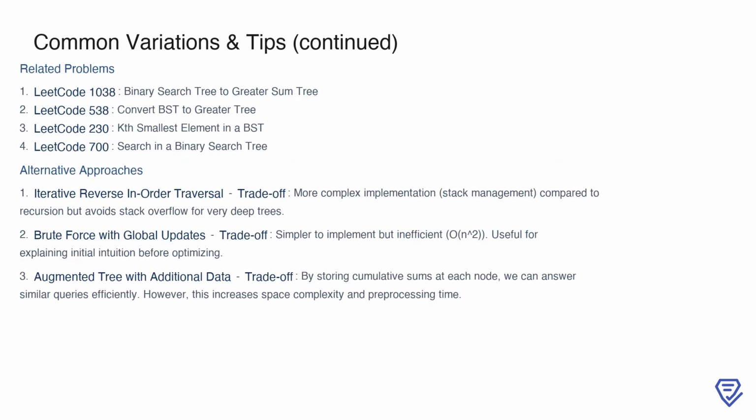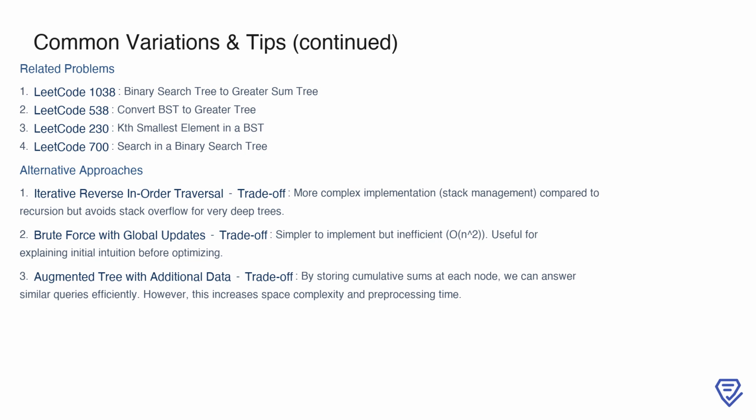This problem is closely related to several others on LeetCode. For instance, LeetCode 1038, which is the problem we're working on, directly transforms a BST into a greater sum tree. LeetCode 538, convert BST to greater tree, is essentially the same problem but framed slightly differently. LeetCode 230, kth smallest element in a BST, and LeetCode 700, search in a binary search tree, both involve leveraging BST properties, making them great practice for understanding traversal patterns.